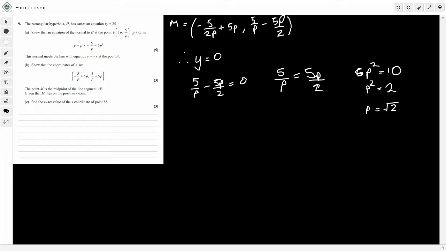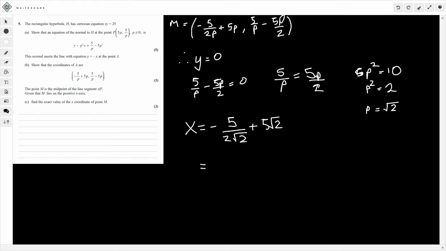So my x coordinate is going to be minus 5 divided by 2p. Plugging it back in, it's going to be minus 5 divided by 2 lots of root 2, so 2 root 2, plus 5 lots of p, so 5 lots of root 2. So we need to simplify this. How can we do that? Well, first off, we can rationalise here.